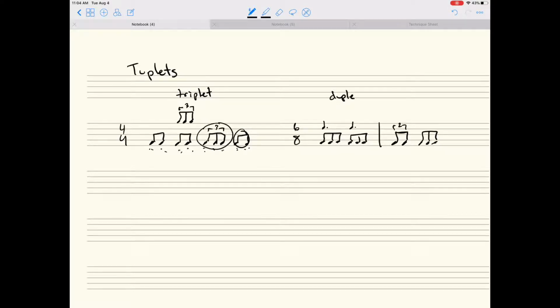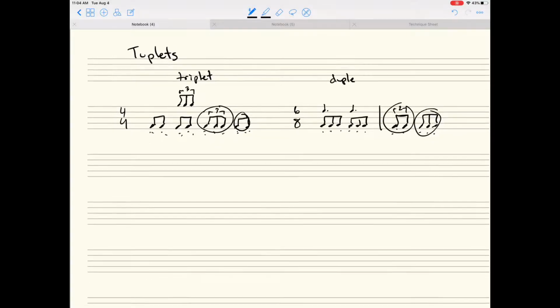So this might be... this takes just as much time as that does, but I'm dividing the beat differently. So this concept can be taken further, and that's kind of what I want to look at for the rest of the video.